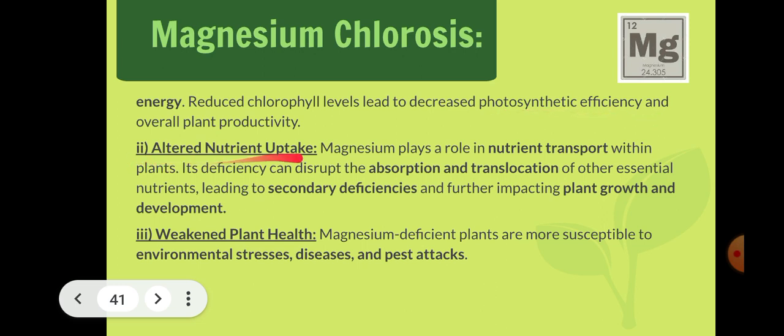The second one is altered nutrient uptake. Magnesium has a very important role in nutrient transport within the plants, and its deficiency can disrupt the absorption and translocation of other essential nutrients. And it can then lead to secondary deficiencies and impact plant growth and development. The third one is weakened plant health. Magnesium deficient plants are more susceptible or prone to environmental stresses, diseases, and pest attacks.